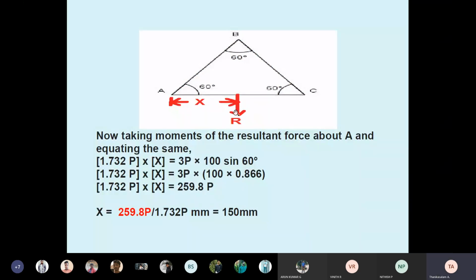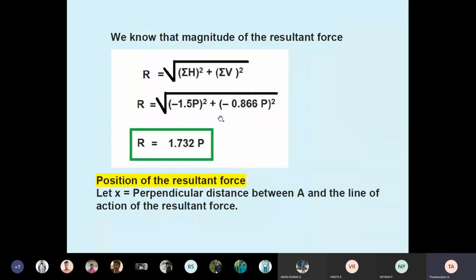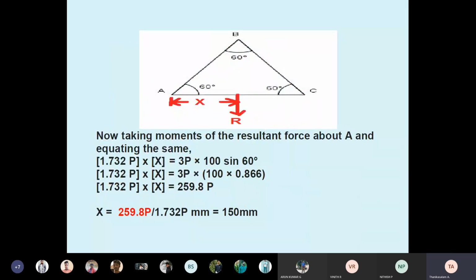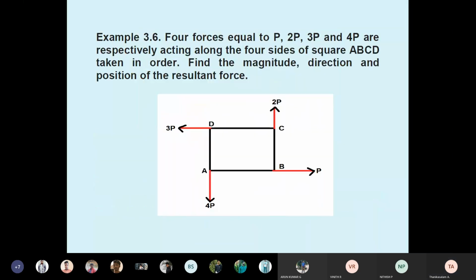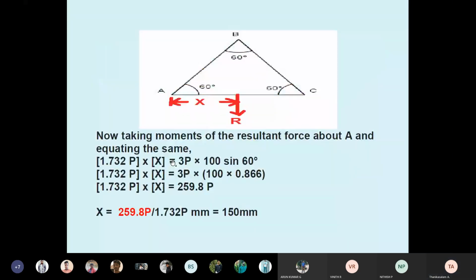Therefore, we know the work done theorem. What is the work done theorem? It says the resultant force moment equals the summation of individual force moments. What is the resultant? Here we know 1.732p into x. What are the individual force moments?